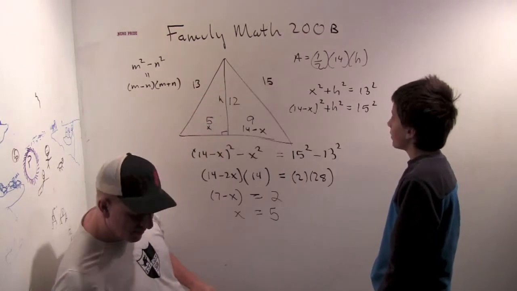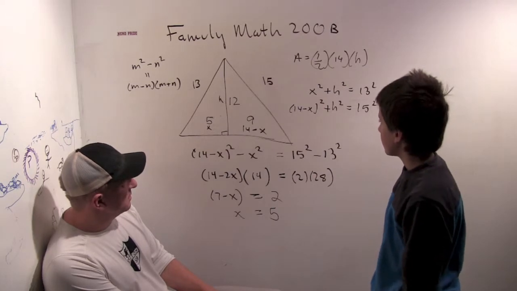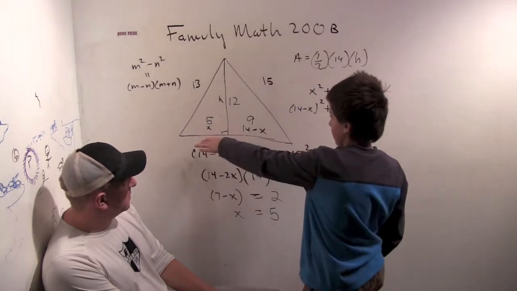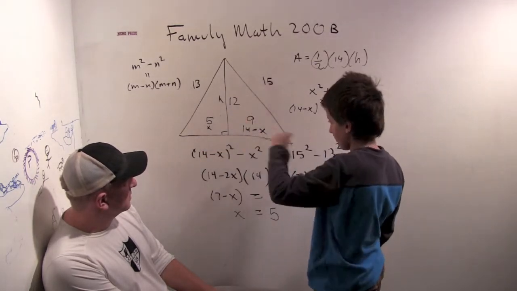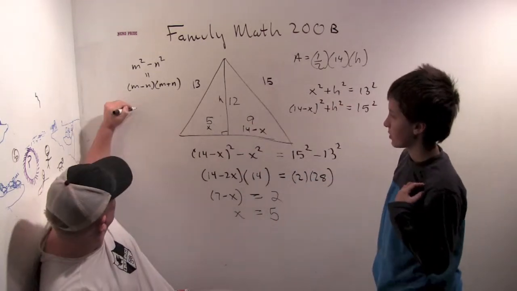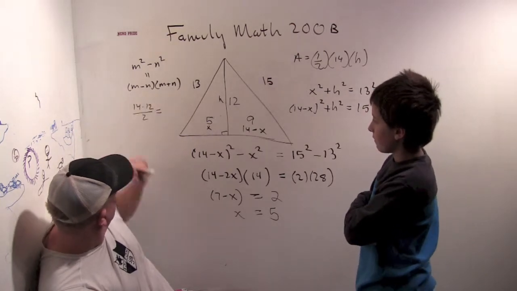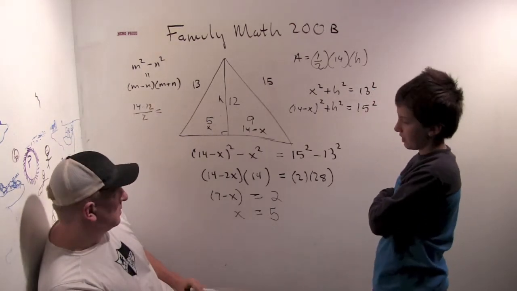Okay, 5, 12, 13. So what is the area of our original triangle? So it's 14 times 12 over 2. And so we get 7 times 12, which is 84.